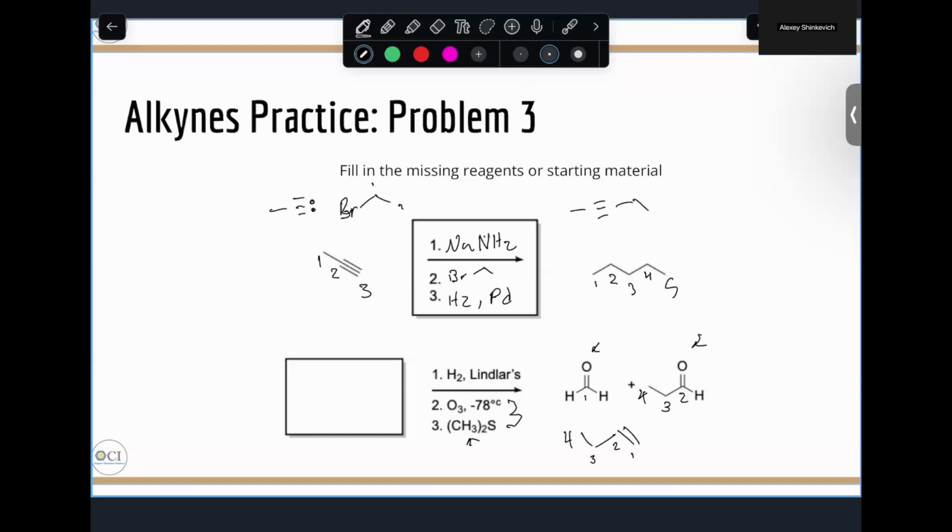And then something with H2 Lindlar's will make this. So H2 Lindlar's doesn't really change the amount of carbons. It just reduces the alkyne. So we can just draw the same amount of carbons, but with an alkyne. So we have 1, 2, 3, 4. Same amount of carbons. Does that make sense? For these type of problems, it's really important you understand what each of the reactants do and have a good grasp on them. Any questions? No? Okay.